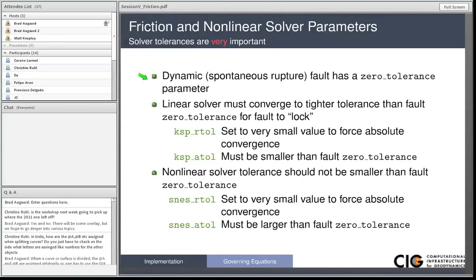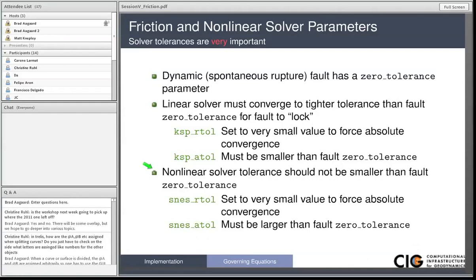So in order to have the linear solver converge to a value tighter than our zero tolerance, we want to set our relative tolerance to a very small number to force the linear solve to converge due to an absolute tolerance. And we want our absolute tolerance to be generally 1 to 2 orders of magnitude smaller than our zero tolerance.